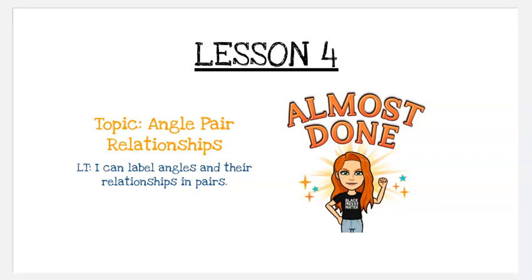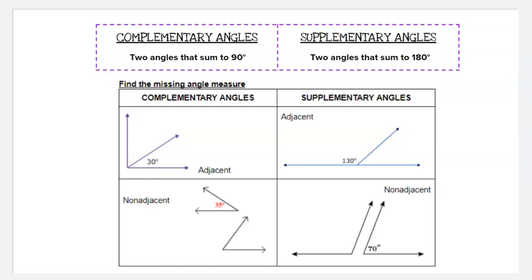Lesson 4, topic angle pair relationships, learning target. I can label angles and their relationships in pairs. First kind of pairs are complementary angles and supplementary angles.